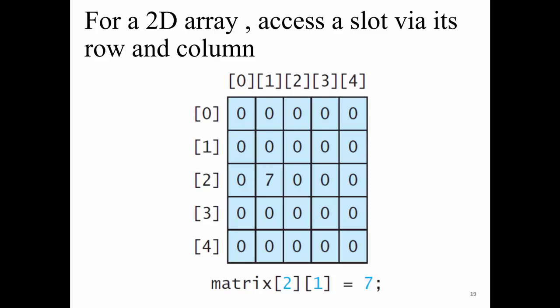So once you declare it, how can I initialize it, and how can I access the element at 2 and element at 1? When you say matrix, element 2, element 1, equals 7, that's exactly what happens. You go to row number 2 and column number 1 and you assign this value. This is how you access the index. Any question?